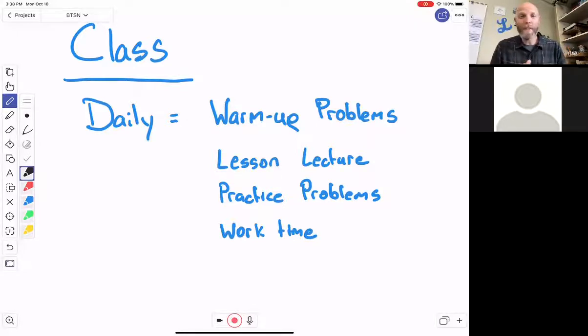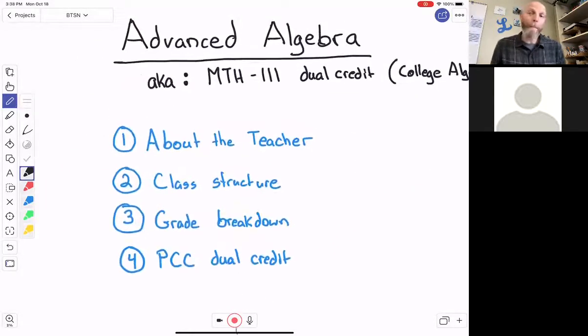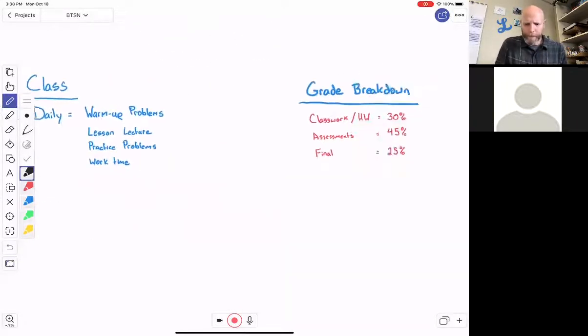This is what it looks like almost every single day, unless it's an assessment or review day. It'll change just slightly, but at least they know what they're stepping into each and every day, right? So that's a little bit about the class and how it is run. Let's talk about the grade breakdown on here.